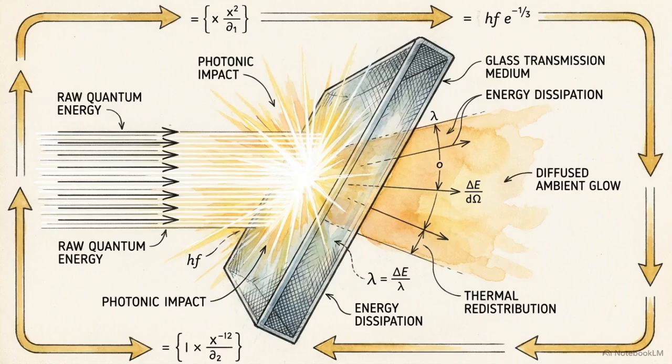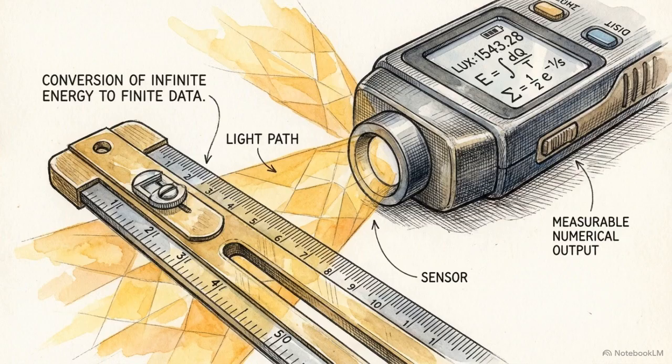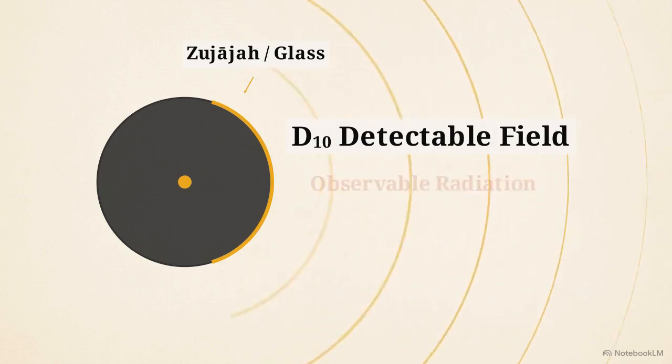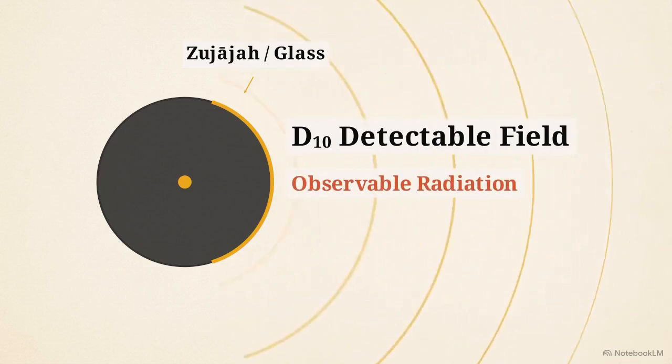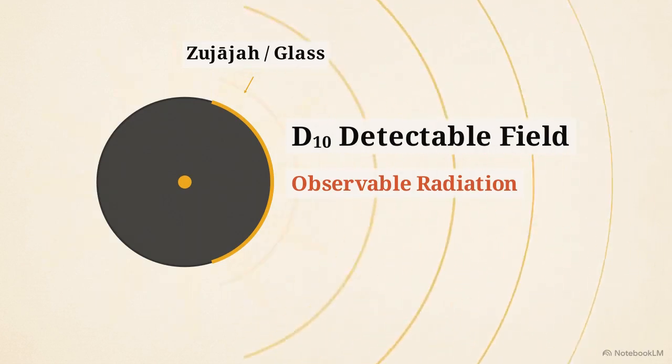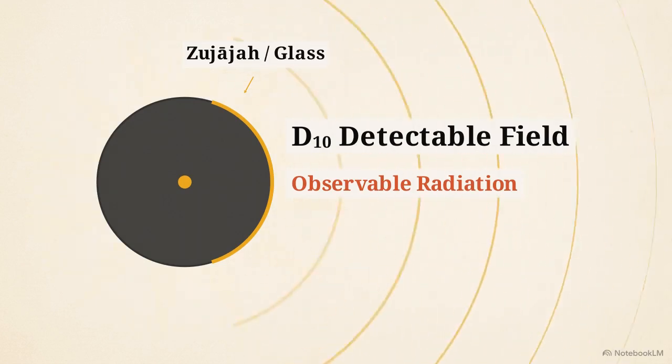The transparent shield of the glass interacts with the internal light source to step down raw quantum energy. This converts an infinite input into a finite, measurable format. This conversion produces the D10 detectable field. The energy is now processed into orderly outward radiation waves, making the reality localized and observable. This shining star represents the observable outcome of these hidden mechanics, where internal luminescence becomes visible outward radiation.